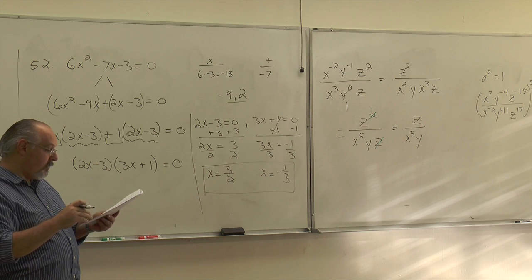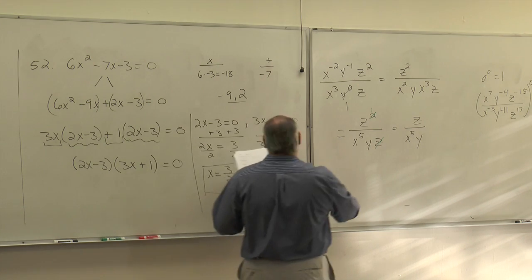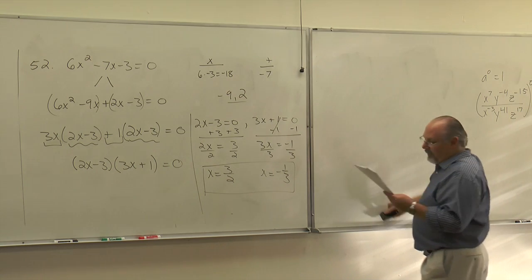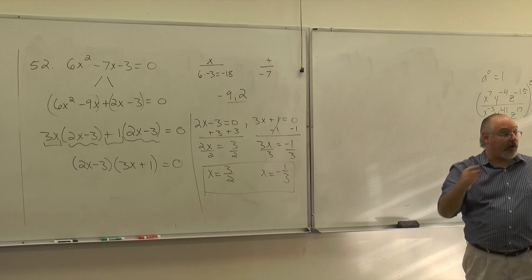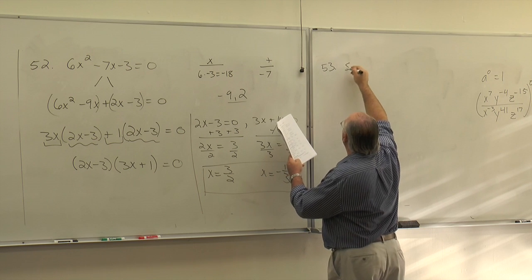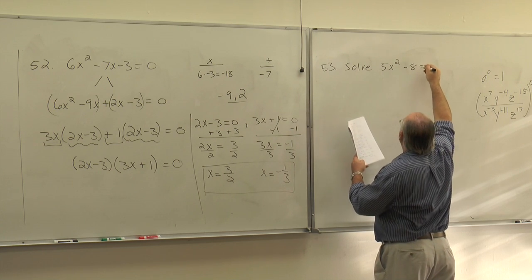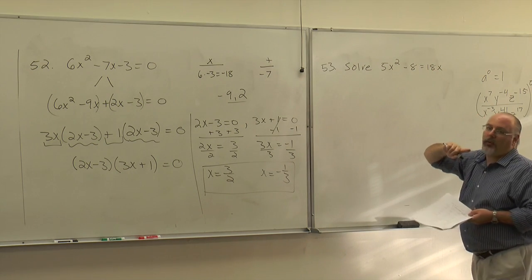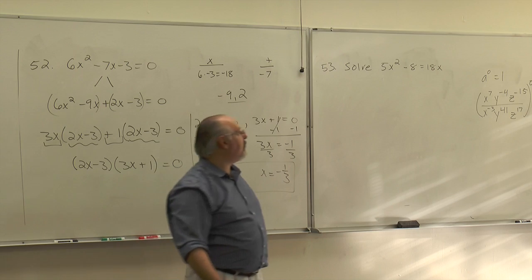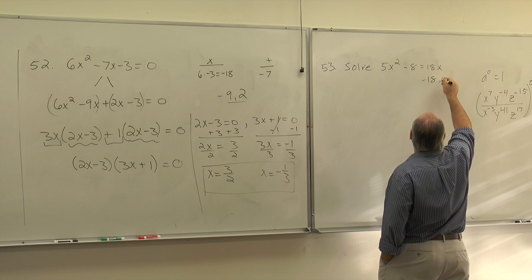53 will do the same thing. What number? 53. 53 is pretty much the same thing. But there's one important step first. In order to solve a quadratic, quadratic means of a square, that means it's going to have an x squared in it. So solve 5x squared minus 8 equals 18x. The first thing you have to do is make sure that it's equal to 0 like this one was. So what you have to do first is move this minus 18x over.